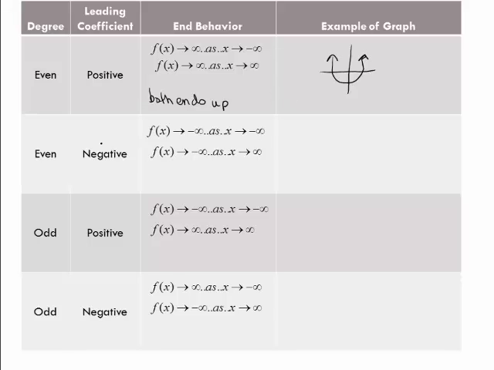Now if the degree is even, so the exponent, but the leading coefficient is negative, then as x is negative, the function is also negative, and as x is positive, the function is also negative, so both ends go down.